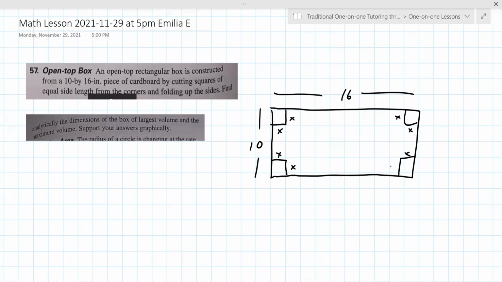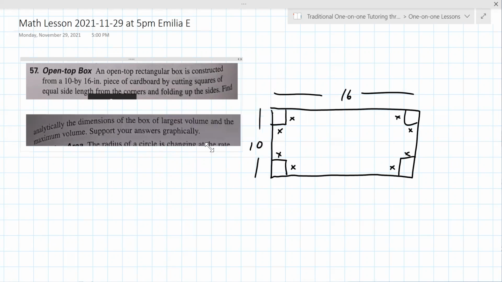You actually saw this problem in your pre-calculus college algebra class before that. Find the dimension of the box of the largest volume. So it's good to say things like I'm trying to max, because you're either maximizing or minimizing, and then what it is. In this case, it's volume.